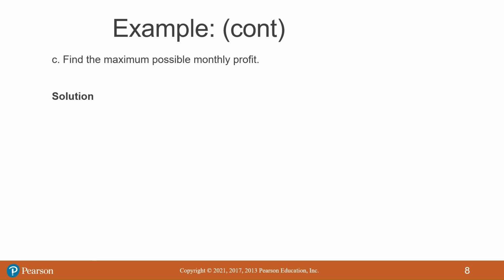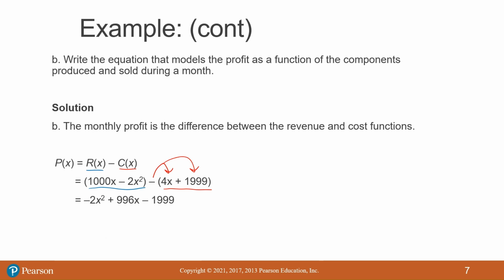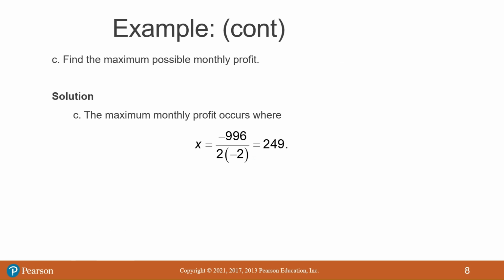Now, let's find the maximum possible monthly profit. We could do this by using the formula here. The maximum monthly profit occurs at negative 996 over 2 times negative 2. Essentially, all that is, if you look at it, is negative b over 2a, because this is your b and this is your a. So that is essentially negative b over 2a.